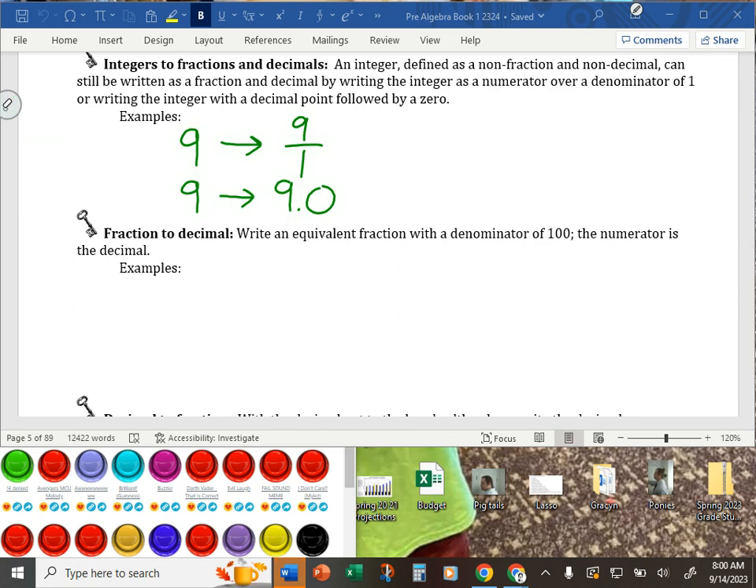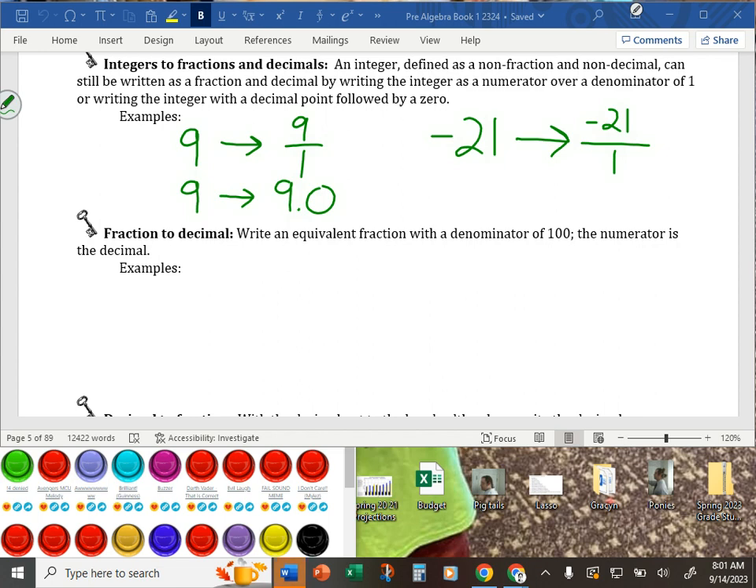So even if the number is negative, nothing really changes. Let's go negative 21. What is negative 21 written as a fraction? It'd be negative 21 over 1, right? Because negative 21 divided by 1 is still negative 21.